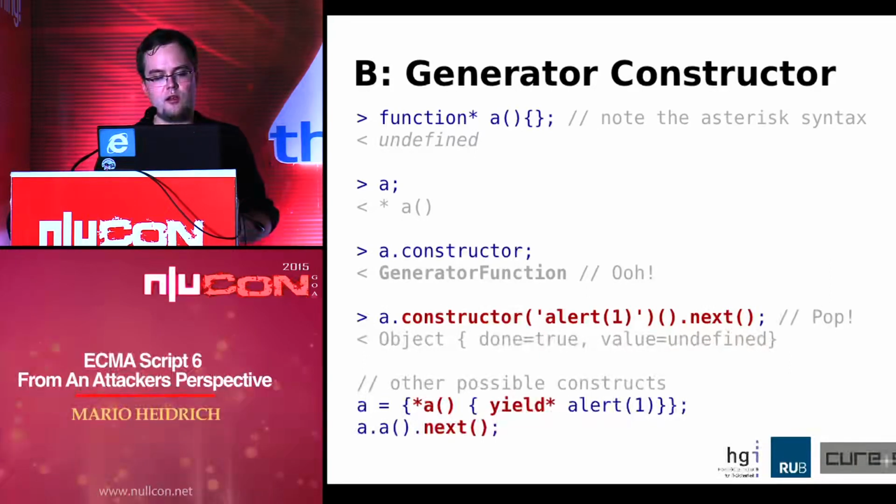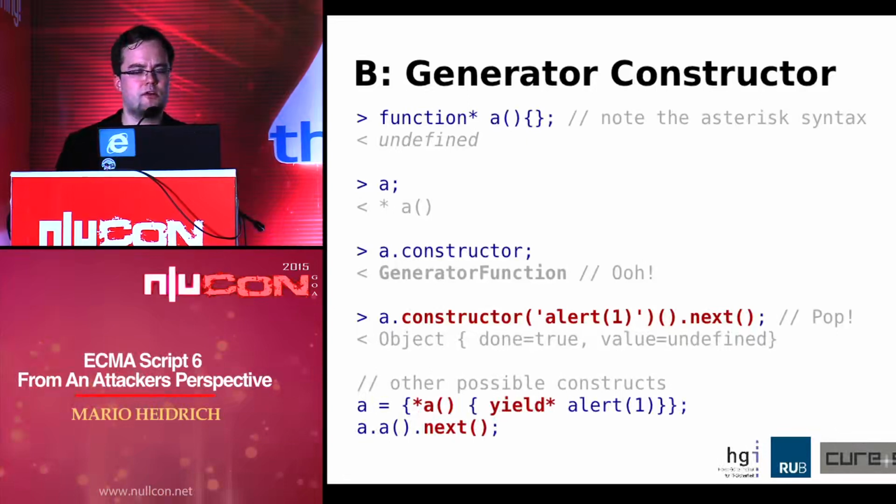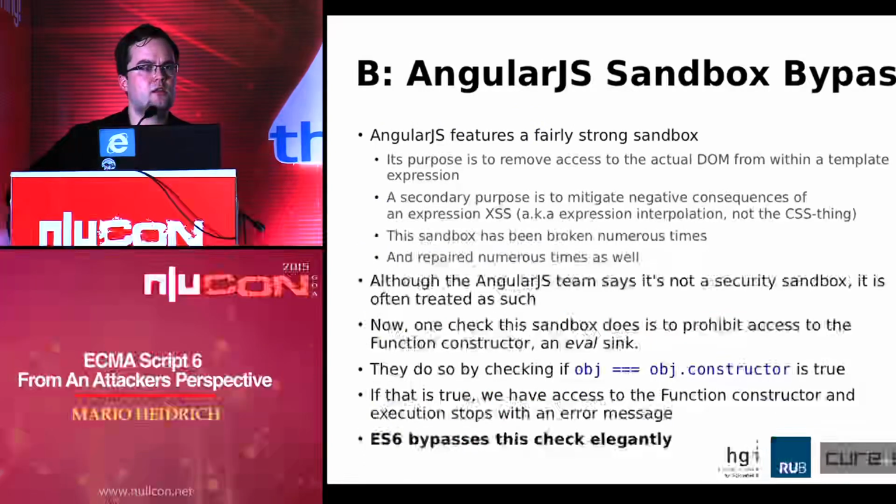You can do other possible constructs here. You can, for example, define this function, and then you have the asterisk, and then the label, and then you have the yield, and then you have another asterisk to make sure that it's yielding properly, and then you give back the alert, and then you call the next, and then of course it would alert as well. But this is maybe interesting if you, for example, want to trick a parser. Really interesting, however, is that with generator functions, you can easily bypass the AngularJS sandbox.